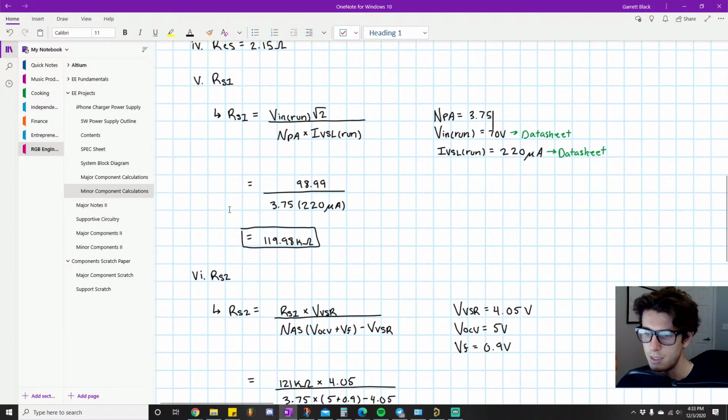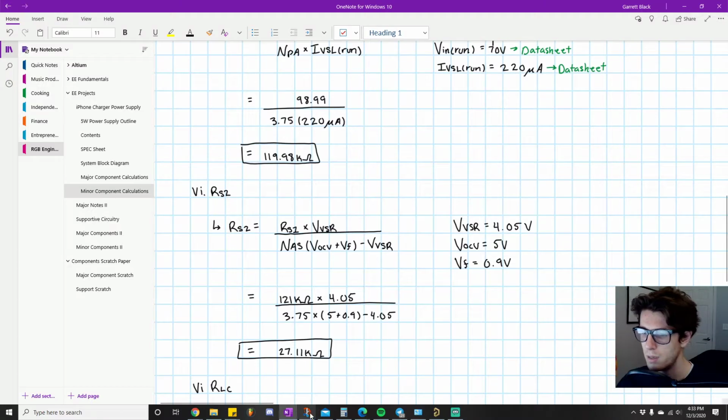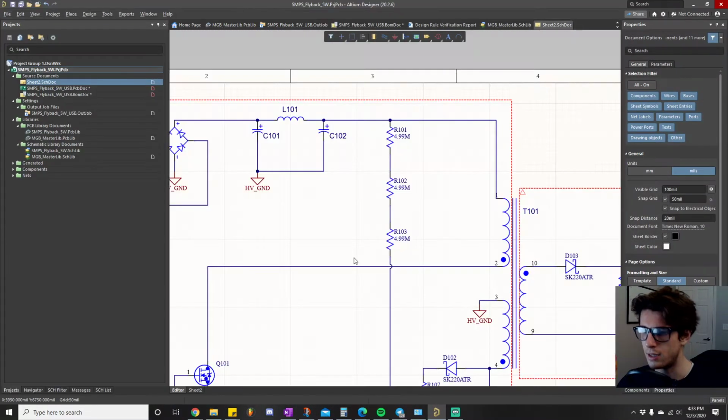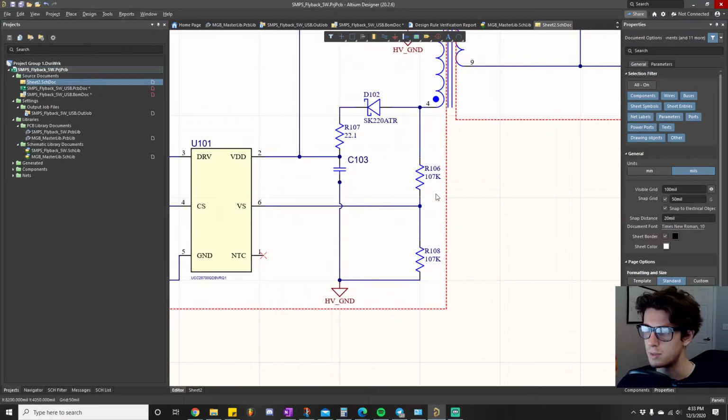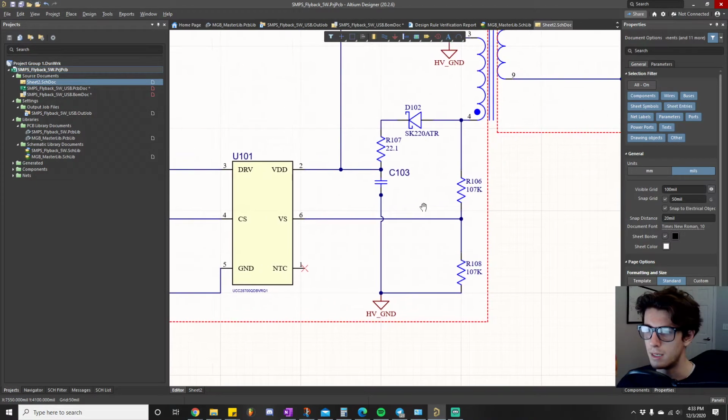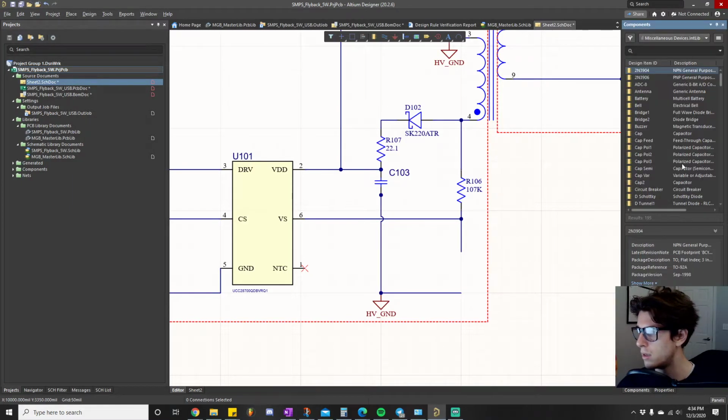The next one up is RS2. Quickly, I can also show it in the schematic. This is like RS1 and RS2. Ooh, I think I made a mistake. These aren't supposed to be the same. One of these is supposed to be RS1 and one of these is supposed to be RS2. I think this one's supposed to be the 28 kilohm one.